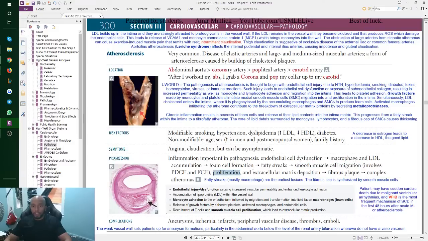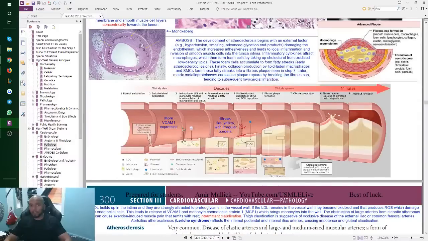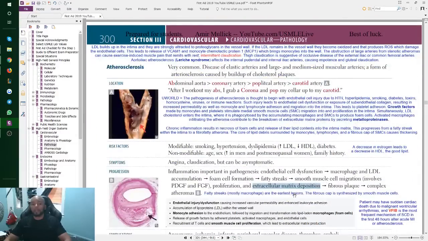You get proliferation and ECM deposition, extracellular matrix deposition, which all helps you make your fibrous plaque, and you get a complex atheroma. The fibrous plaque is thanks to the smooth muscle cap. That's what they're talking about when they call it a fibrous plaque. It's your fibrous cap, same thing. And that's pretty bad, right? That's really bad. Fatty streaks are the earliest lesions. That's the first lesion you're going to see from all the foam cells that are accumulating. The fibrous cap is synthesized by smooth muscle cells, right? Really important notes because those are the little tiny things you get questions on when you finally start doing UWorld. And of course, you'll see it on NBME and most importantly, your Step 1.